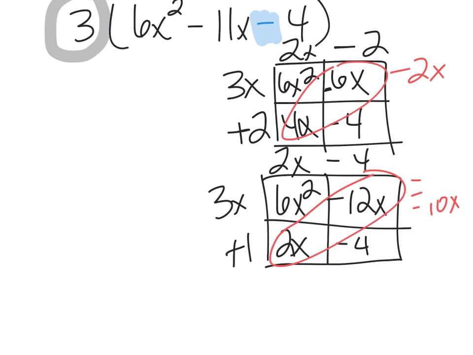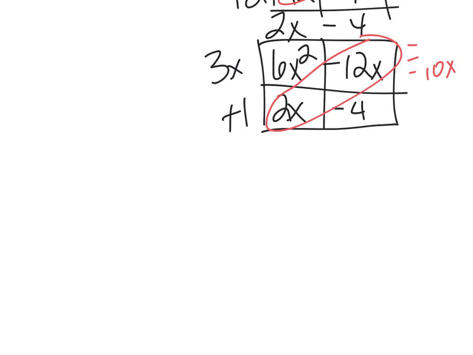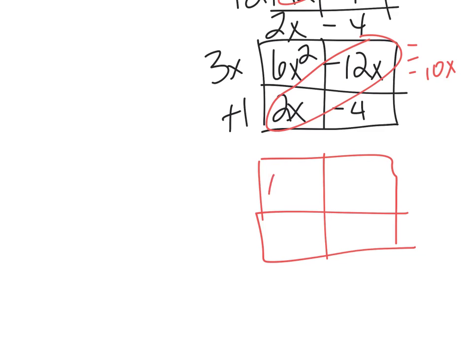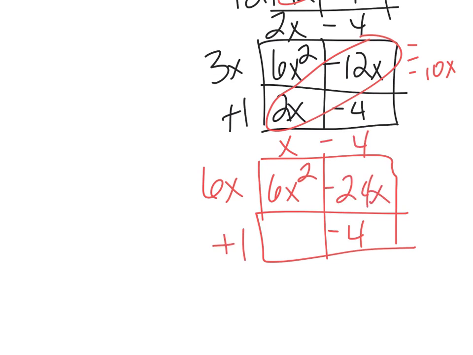So now, let me try 6x squared, negative 4x. How about 6 and 1? And 4 and 1. Negative 24x and 1x. And that's not going to work. I'm trying to get an 11. That gives me negative 23.